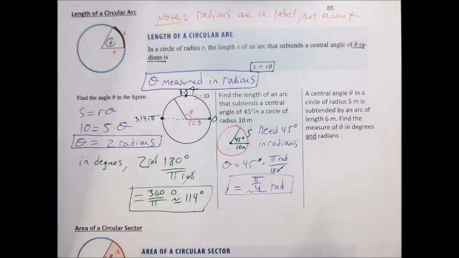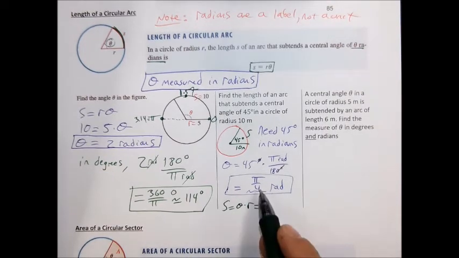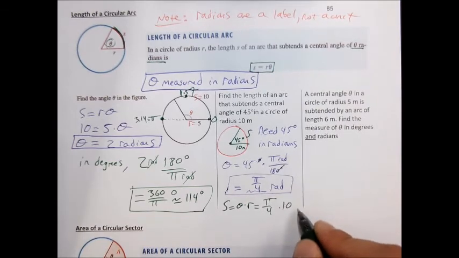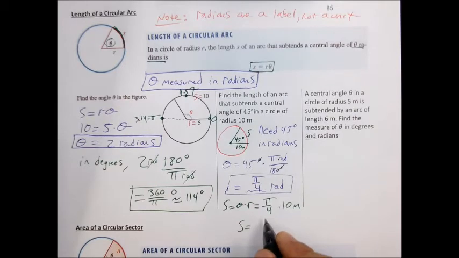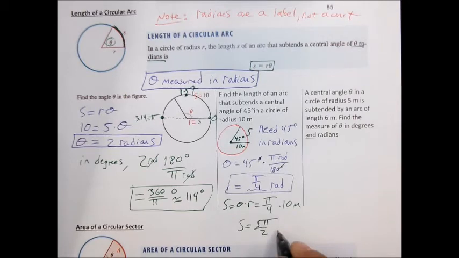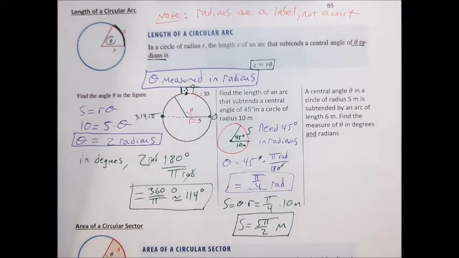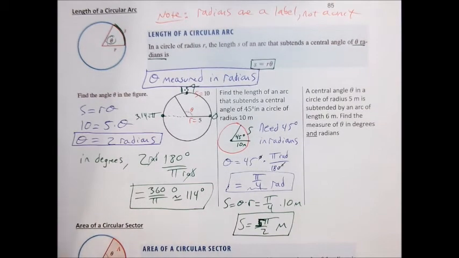Now we're ready to plug it into the formula. We want to find s, so s equals theta times r. Theta now is pi over 4. R is 10 meters. And so s ends up being, we can reduce 10 and 4, that becomes 5 pi over 2 meters. Let me make this a little more legible. That's a 5. It's 5 pi over 4, or 5 pi over 2, I mean. Did I just make it worse?